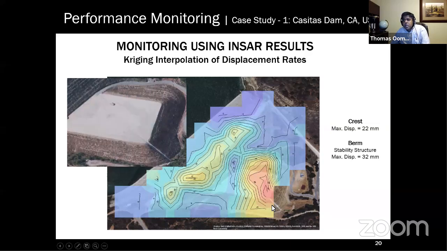And at the berm where this maximum displacement was happening, there was no visible sign. So that was interesting. We didn't see any visible sign, but from the radar, we are seeing that there is significant movement happening at that location.